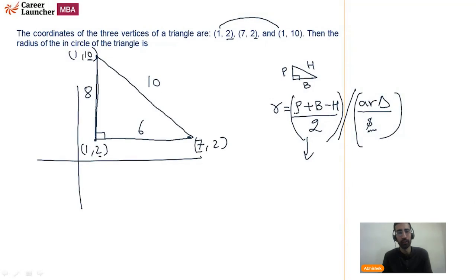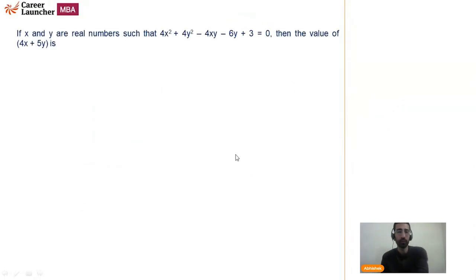So straightforward. Just put this here. 6 plus 8, 14 minus 10, 4 by 2. Inradius will come out to be 2 units. I hope this is clear. Let's move on to the next question.